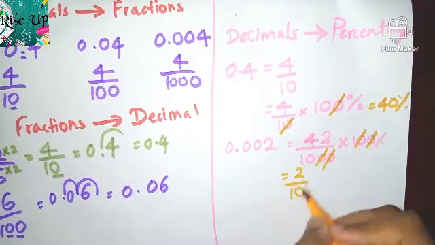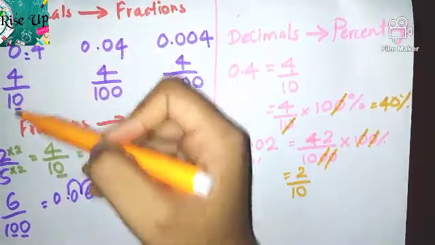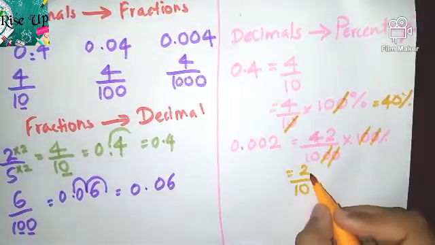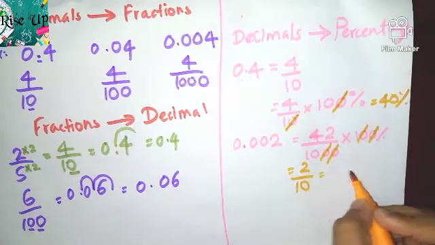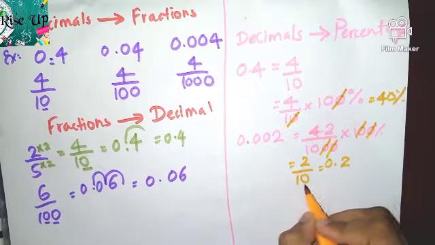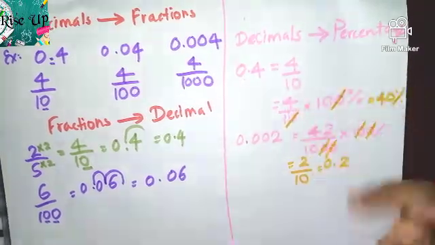So 2 upon 10 is a fraction, and how to write such fractions as decimals we learned here. So 2 upon 10, how to write it? Since there's 1 zero, just write the whole number and come 1 decimal point back, because it's 1 zero. So this is how to convert decimals to percentages.